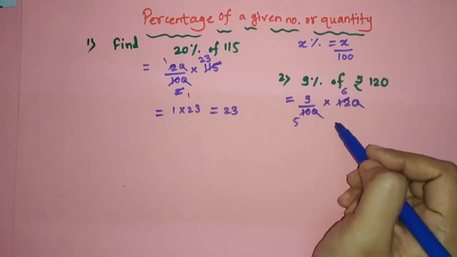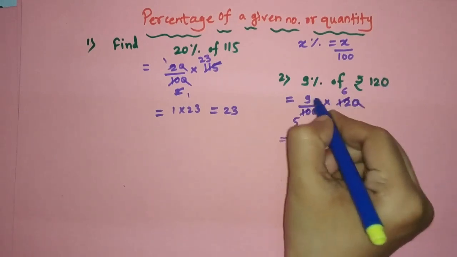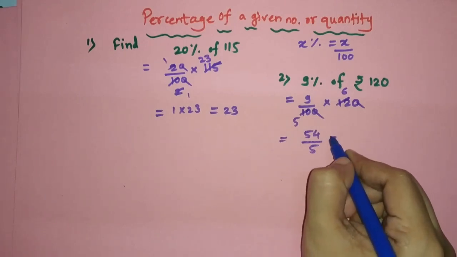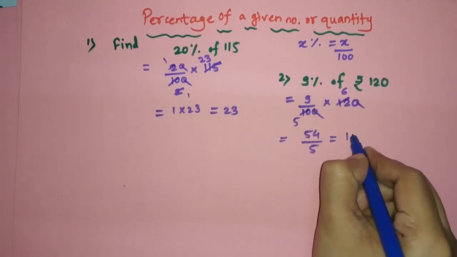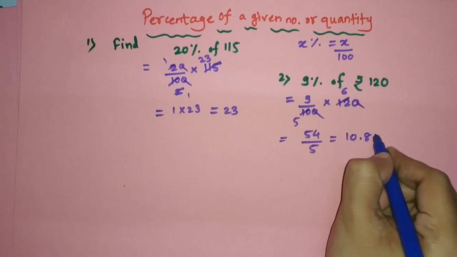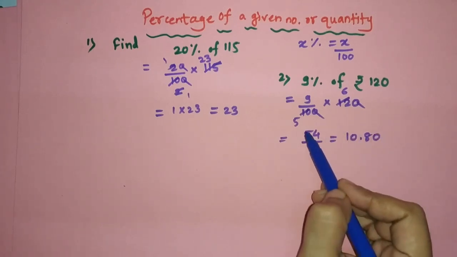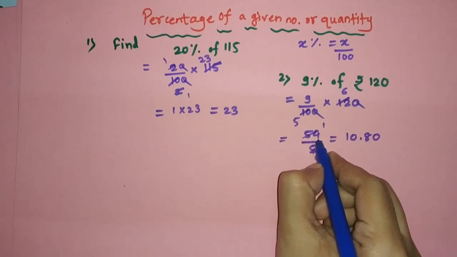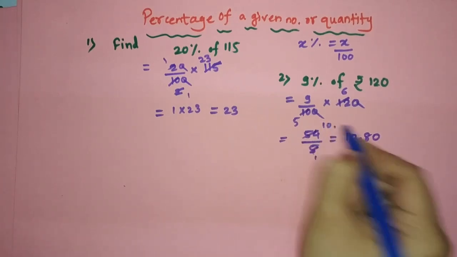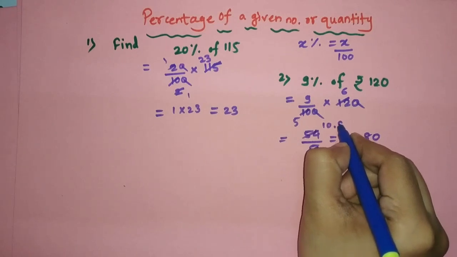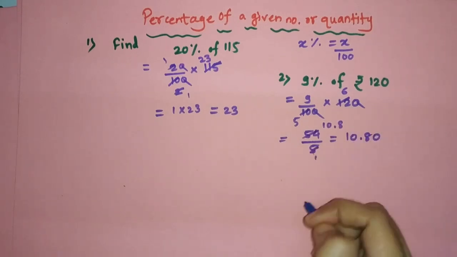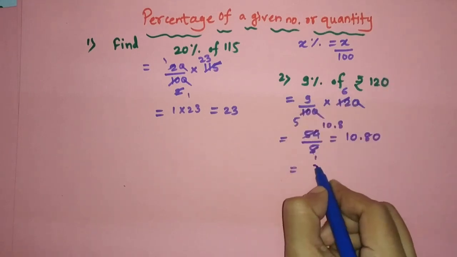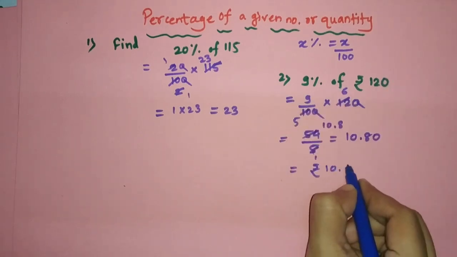So friends, here you reach 9 6s are 54 upon 5. And 54 upon 5 is nothing but 10.8. You can take here 5 1s are 5. And then next this 4 is smaller, so you can put a 0 here and then a point. Then you can take 5 8s are 40. So rupees 10.8. So 9% of rupees 120 is what? Rupees 10.8.